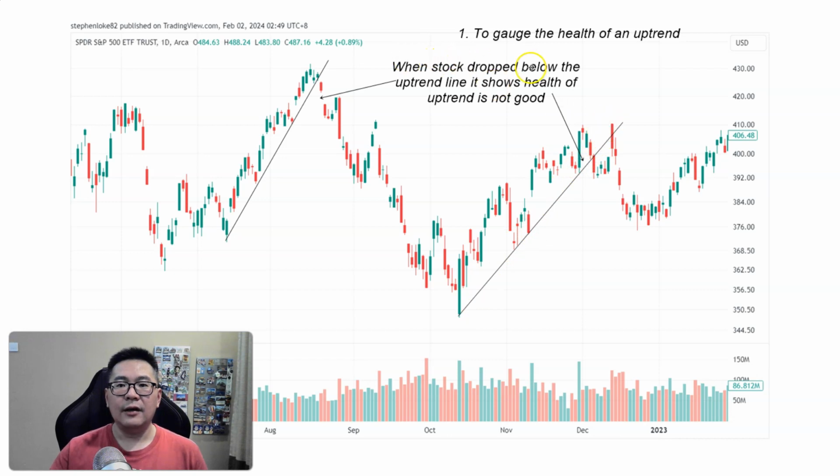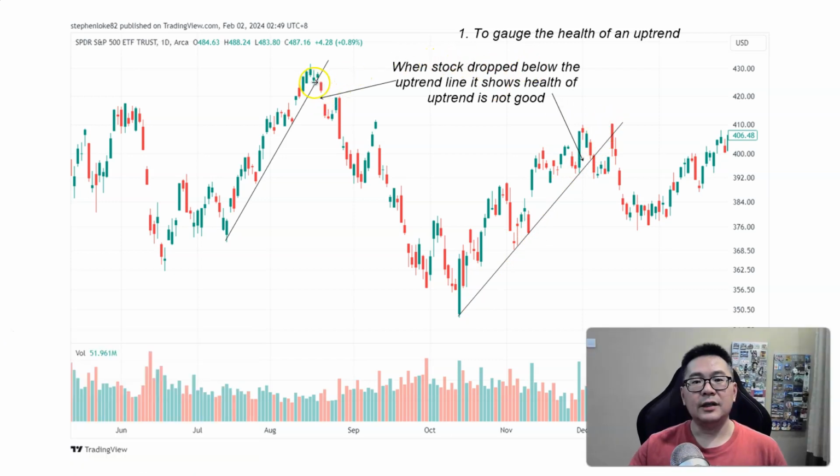And when you see the SPY drops below the uptrend line, right, it tells us that the health of the uptrend is no longer good. And because it dropped below the uptrend line, you can see it corrected. Here also corrected. So when the stock or the index or whatever you analyze drops below an uptrend line that you have drawn, it just tells you that, hey, be careful, the health of the uptrend is not so good.